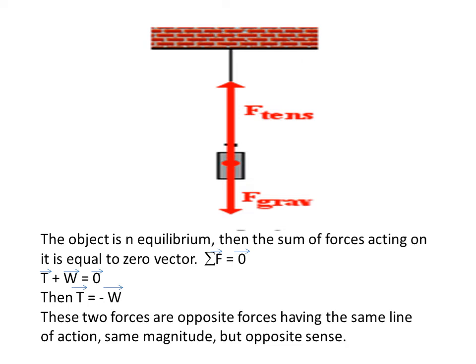So the sum of the forces acting on them, this symbol represents the sum. Can you see my arrow? So the sum of forces should be equal to zero. What are the forces here? I have the force of tension and the force of weight. The force of tension plus the force of weight are equal to zero vector. So the tension is equal to the weight, but the weight is in the opposite sense, so it is negative. These two forces are opposite forces having the same line of action and the same magnitude.